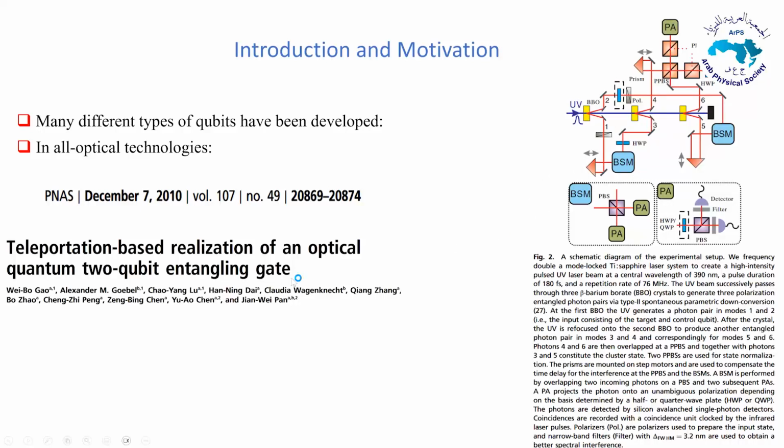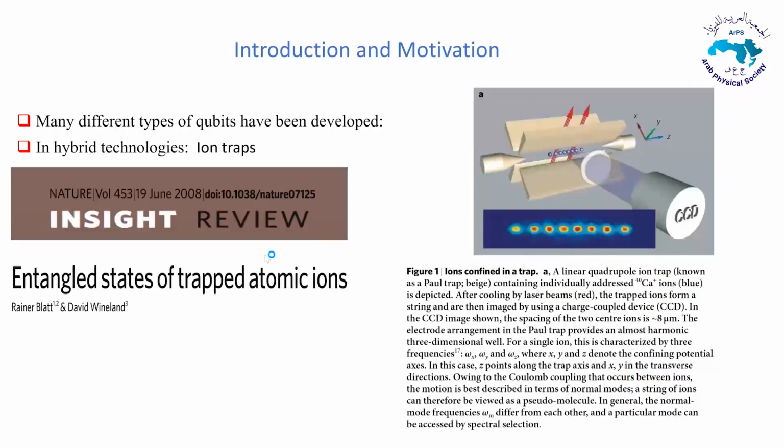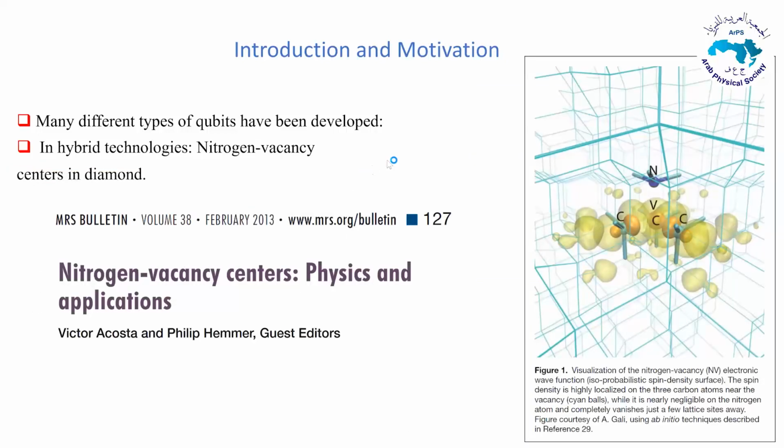This was done, for example, as you see here in PNAS. This system here is just 2 qubits realized to perform teleportation. And people are using trapped atomic ions as qubits. More than that, people use NV centers in diamond.